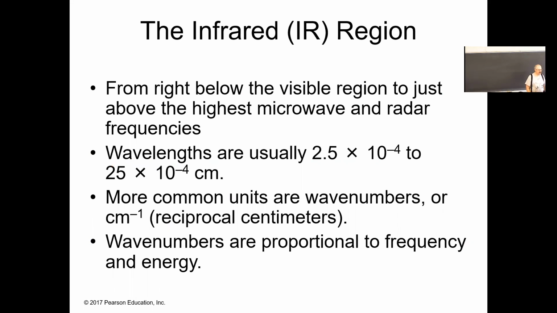Right, the infrared region is just below the visible region and just above the microwave and radar frequencies. Wavelengths are usually from 2.5 times 10 to the minus fourth to 25 times 10 to the minus fourth centimeters. More commonly, though, wave numbers are the units of choice. These are reciprocal centimeters, or waves per centimeter. Wave numbers are proportional to frequency and energy, unlike wavelength.